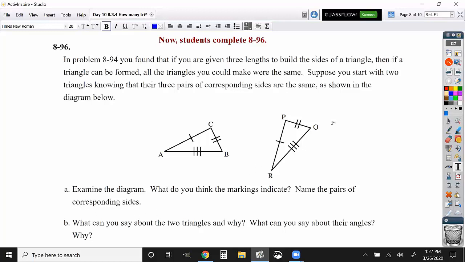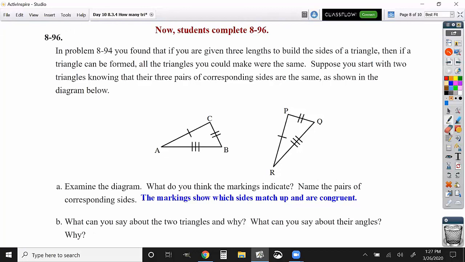So I would say this. How about if we say the markings show which sides match up and are congruent. So to write that down, put that into words, they want to know, name the pairs of corresponding sides.